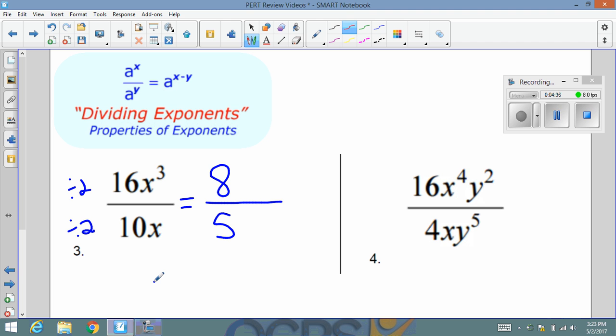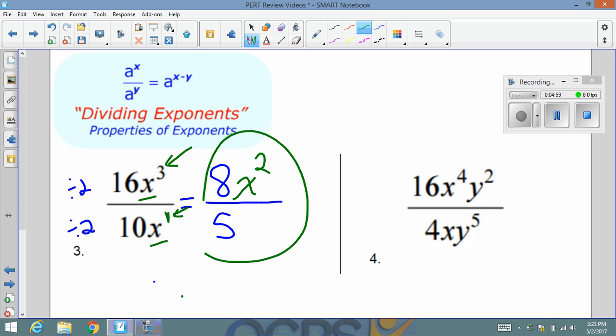Now with the x's, we do need to start by saying my larger x is in the numerator. So I've got x and x. I'm going to keep my base, and I'm going to put it where the larger exponent is. Then I'm going to subtract my exponents. So 3 minus 1 is 2. And so my answer here is 8x squared over 5.